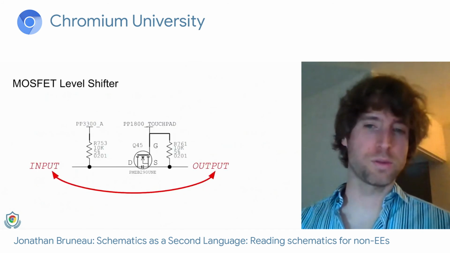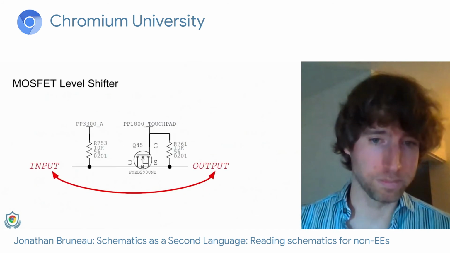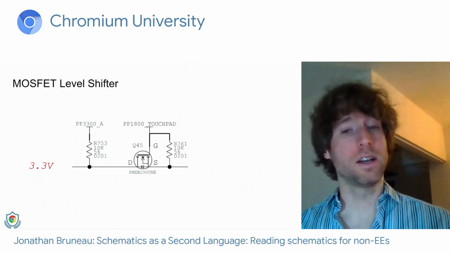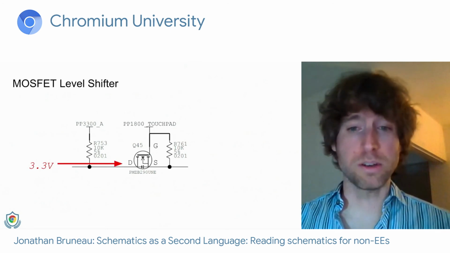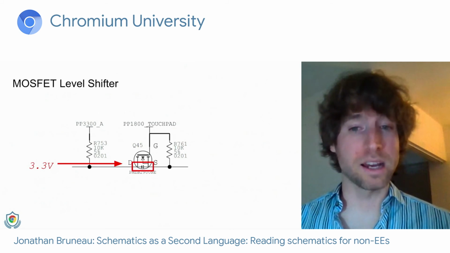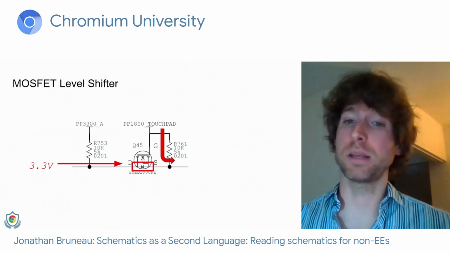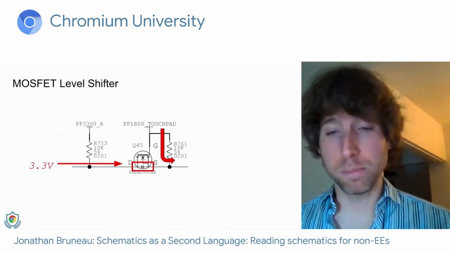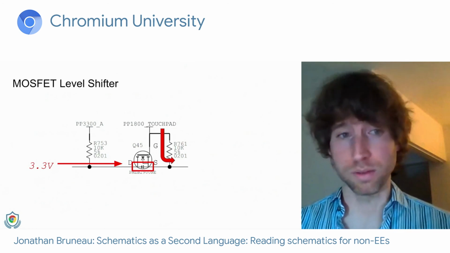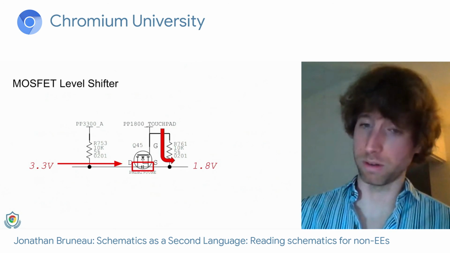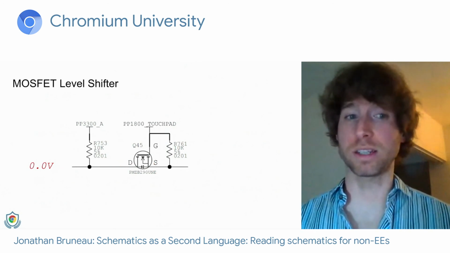Now, what if we switch the input and the output? In this case, if my input is 3.3 volts, this energy comes and hits the body diode of the MOSFET and is completely blocked. So the output is fed from the 1.8 volt input here across the resistor. So our output is 1.8 volts. Okay, this is where it gets really exciting.